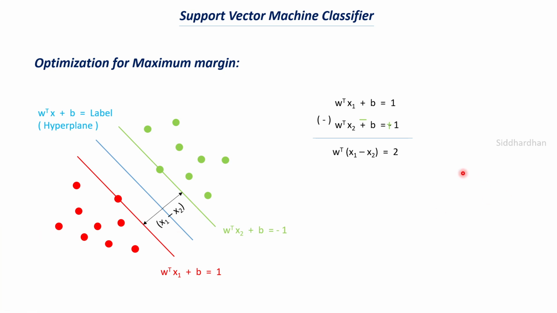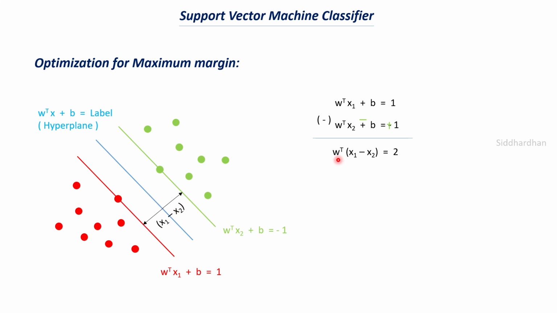you will get the equation like this. So w transpose x1 minus x2, this b and b will get cancelled because we have plus b and minus b, so we are just basically subtracting the equations. You will get a 0, so this b and this b will get cancelled, and 1 plus 1 is 2, so you will get w transpose x1 minus x2 is equal to 2. And we know that this x1 minus x2 is the margin distance, and this is what we are interested in.